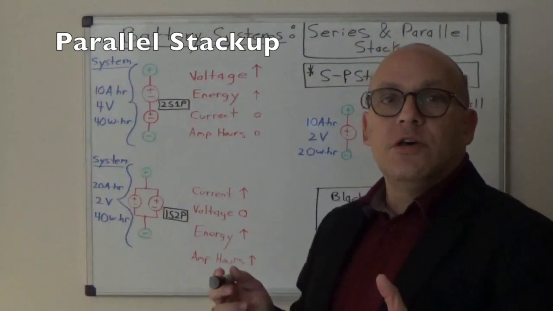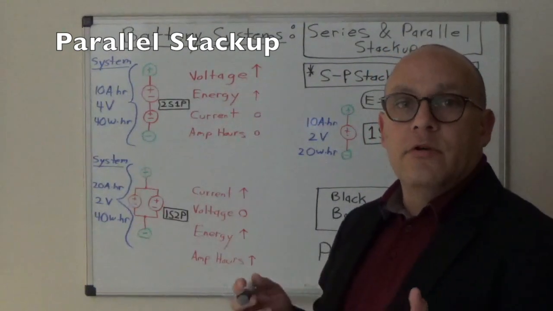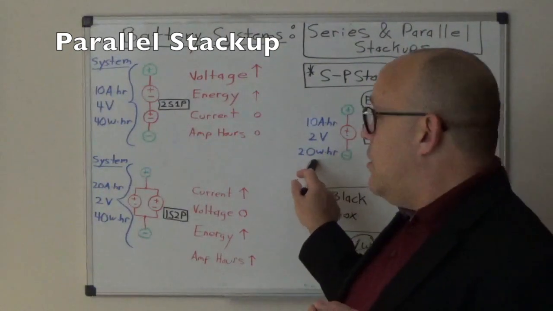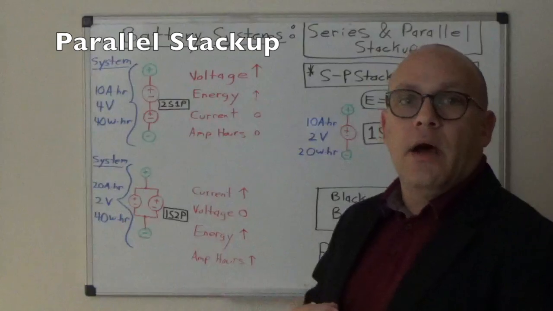Your watt hours are always dependent upon the number of cells in any system. So we have 20 watt hours for a single cell. For two cells, it's going to be 40 watt hours.